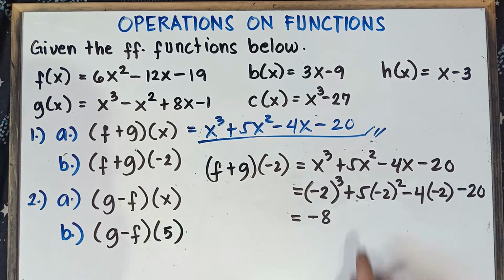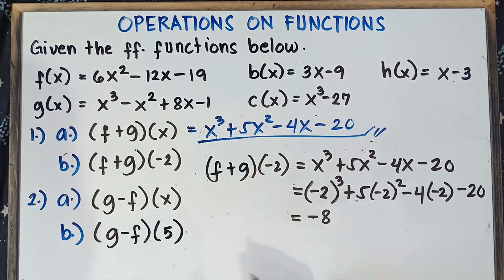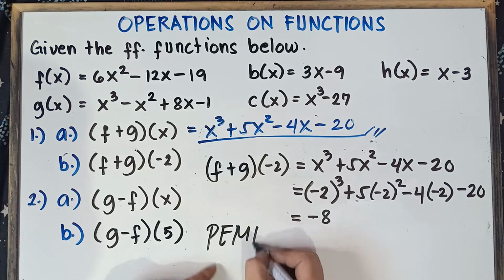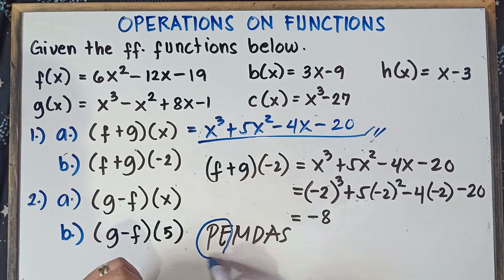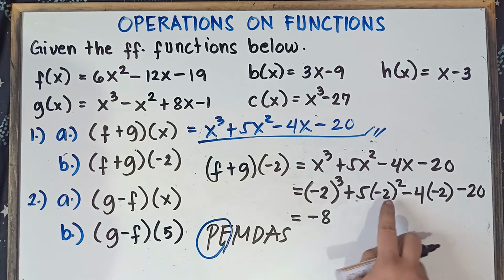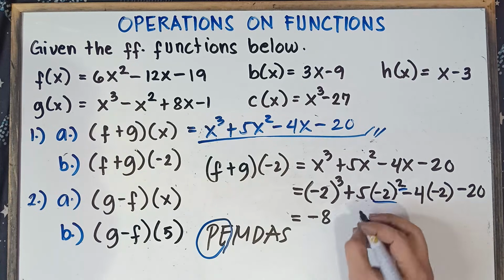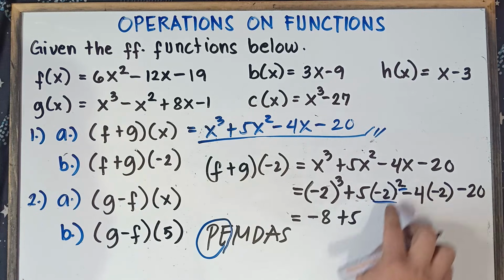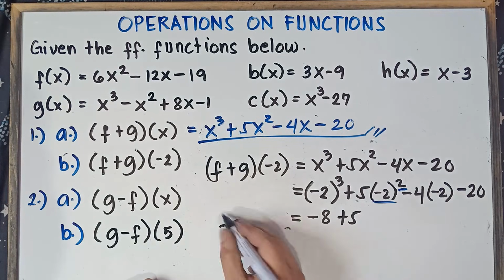Alright, and then this one, class, do not multiply 5 and negative 2. Once again, class, you always follow PEMDAS: parentheses, exponents, multiplication, division, addition, subtraction. Parentheses, exponents come first before multiplication. Therefore, do not multiply 5 and negative 2. So, copy positive 5. Simplify this one first: negative 2 raised to the power of 2.